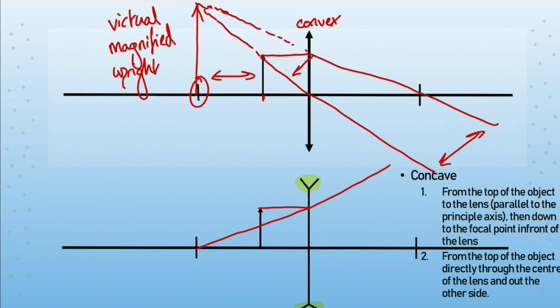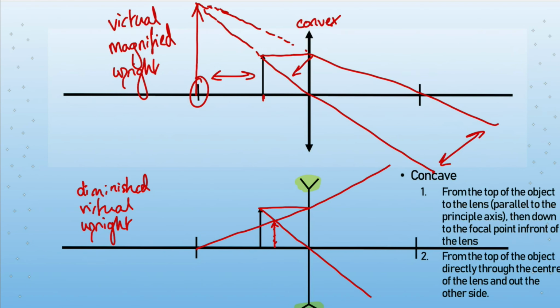Which was terribly drawn. No, here we go, much better. And what we've got then is a point of intersect, which is going to be where our image is formed, which in this case is on the wrong side of the lens, therefore it's virtual, and it is also diminished. It is virtual, and it is upright.